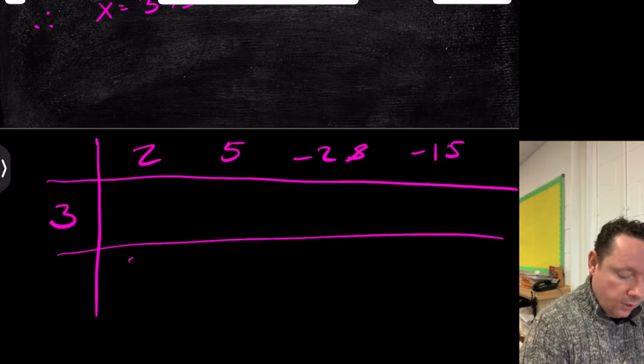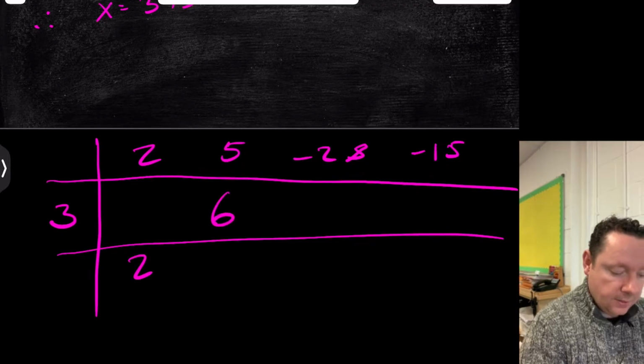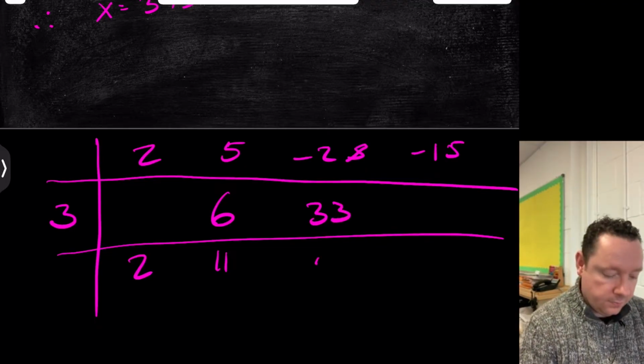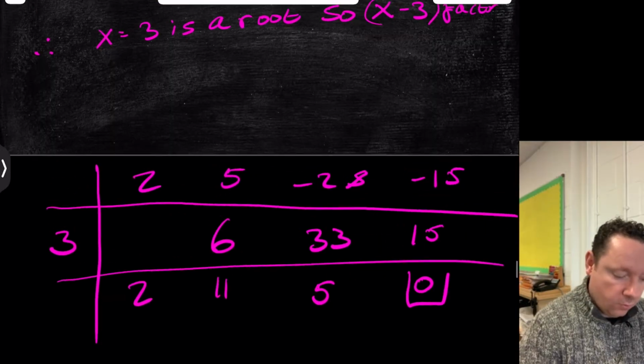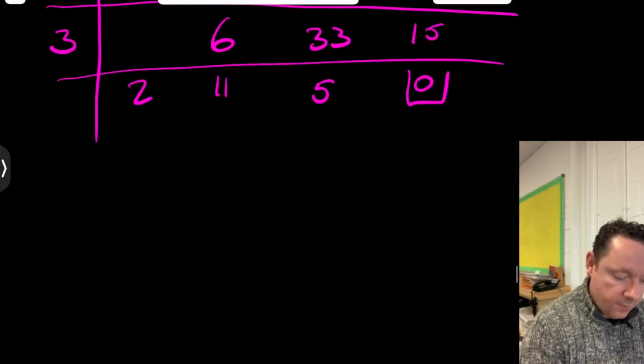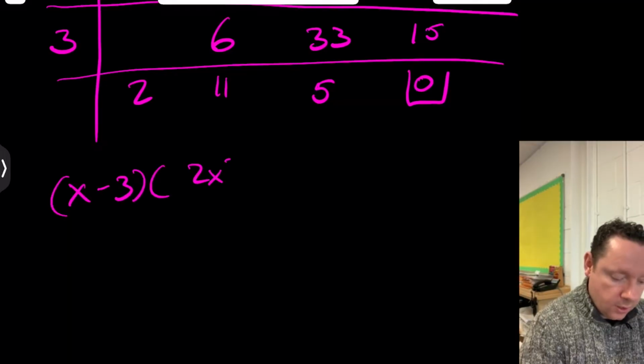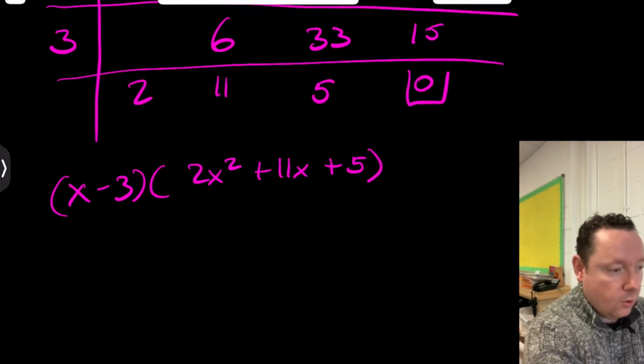So we take the 2 down. 2 times 3 is 6. 6 plus 5 is 11. 3 11s is 33. 33 minus 28 is 5. 5 3s is 15. 15 minus 15 is 0. And therefore we've got x minus 3, remember. And then we've also got 2x squared plus 11x plus 5. So that has now got it down to there.